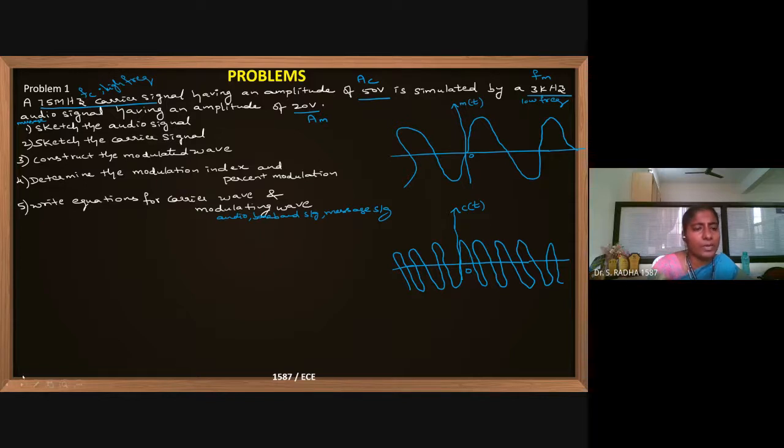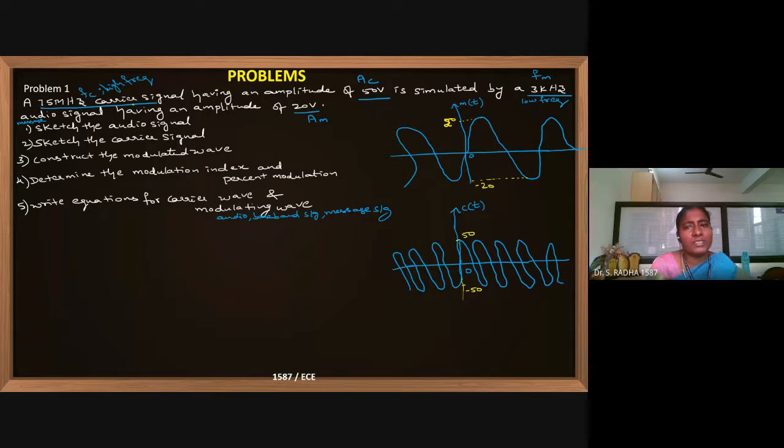Now what about the amplitudes? You can see in the given question that the carrier amplitude is 50. So the carrier height is plus 50 on the positive side and minus 50 on the negative side. For the message signal, the positive side is plus 20 and the negative side is minus 20. So this is about the amplitude.